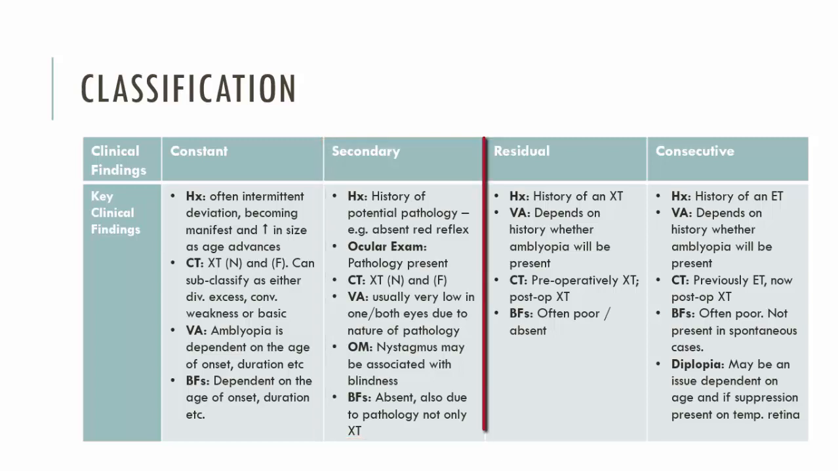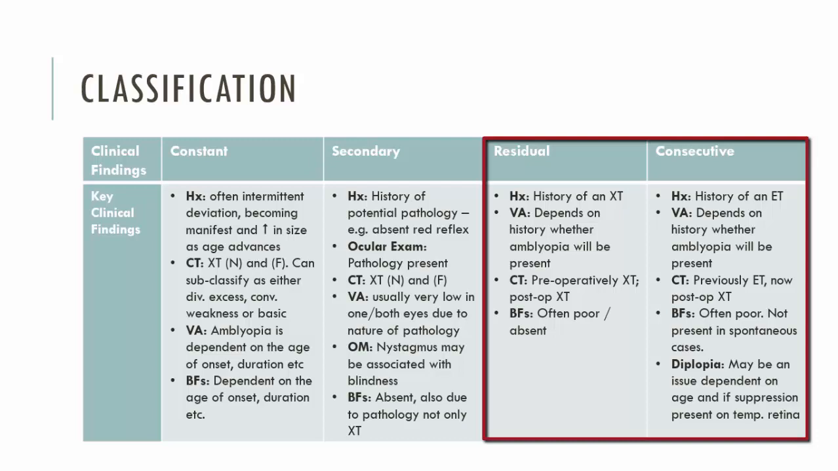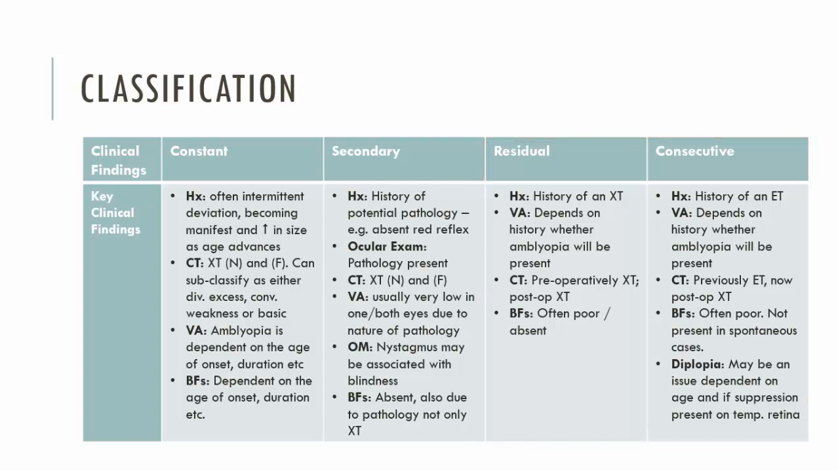In terms of residual and consecutive deviations, these are a little bit more difficult to describe because you're talking about a post-op outcome, which is dependent on understanding what the deviation was preoperatively and the age of onset of that deviation. Generally, if we consider that many of the residual and consecutive deviations are from constant pre-op deviations, then we know that for visual acuity, amblyopia will be present if the deviation was there during cortical plasticity, and for the binocular functions, potentially they will be absent.